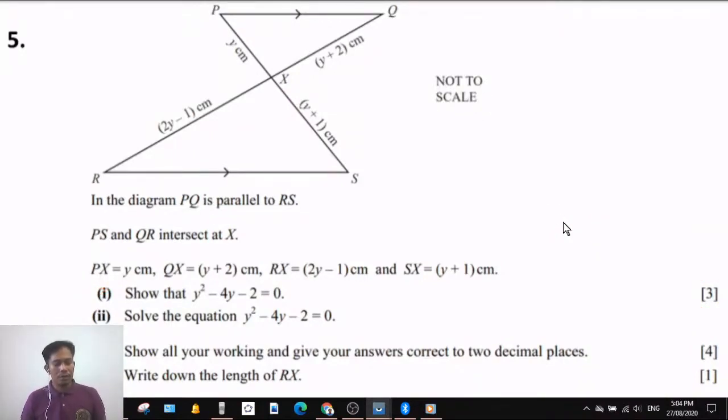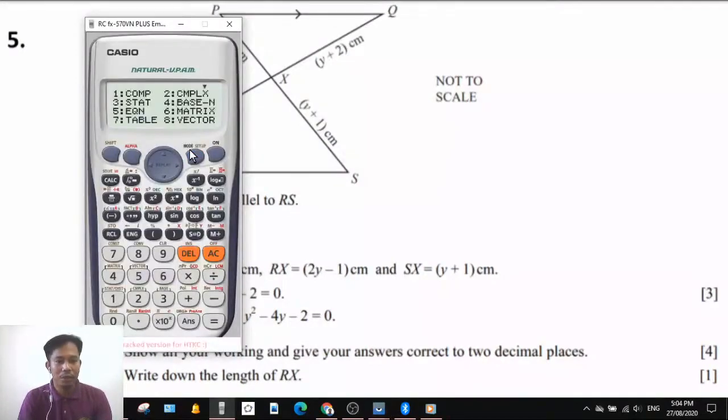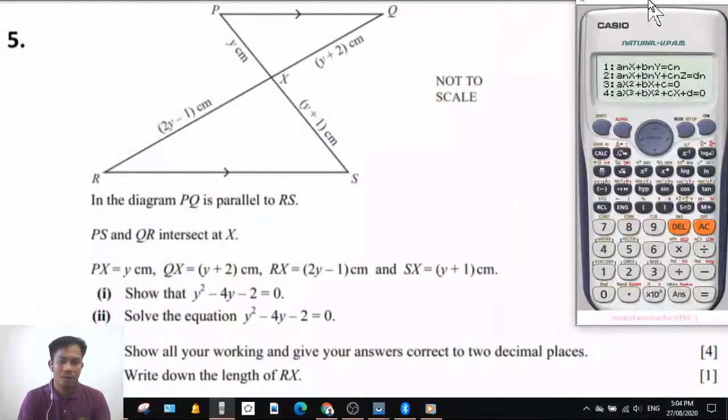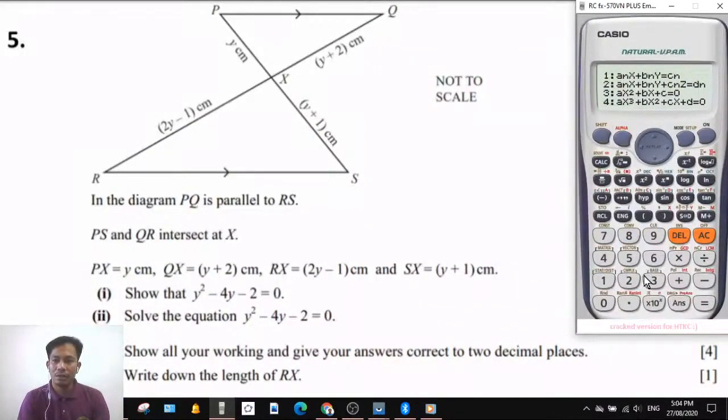Solve the equation y squared minus 4y minus 2. Show all your working. Give your answers correct to 2 decimal places. I will just give the answers for this, by putting it in the mode equation. Mode equation 3. I have a is 1, b is negative 4, c is negative 2.